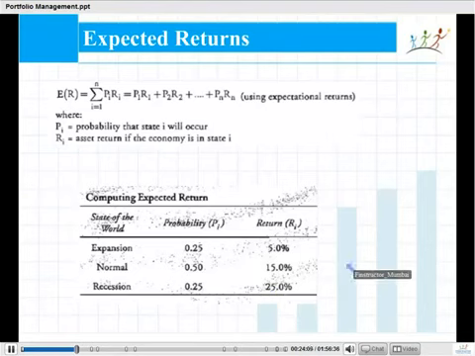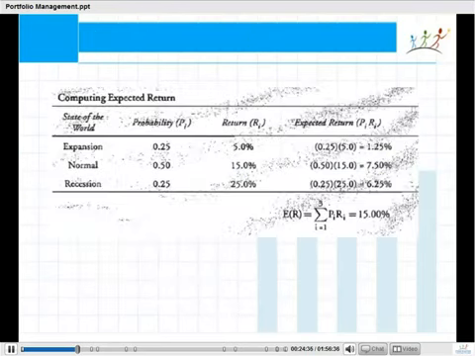What are the expected returns from the stock? It will be probability of expansion times the return in the case of expansion, probability of normal times the return in the case of a normal economy, the probability of recession times the return in the case of recession. Take the product and take the sum. It's called taking the weighted average. So the expected return from the portfolio is 15%. So that's how we'll compute the expected return from an asset.